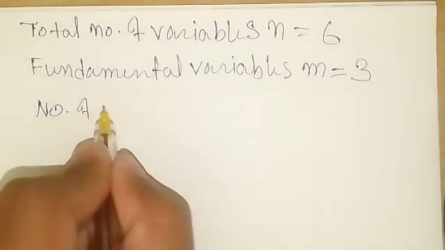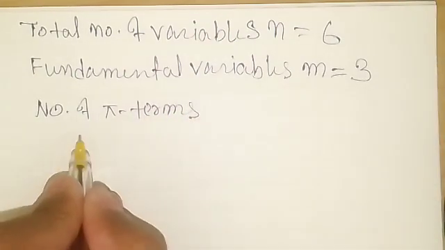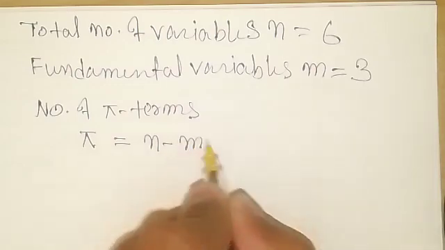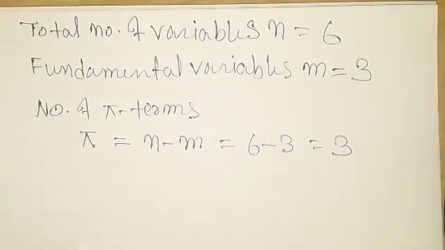So the number of pi terms, that is pi, is equal to n minus m. All right, so that is 6 minus 3, which is equal to 3. So how many pi's did you get? That is 3 pi, right?